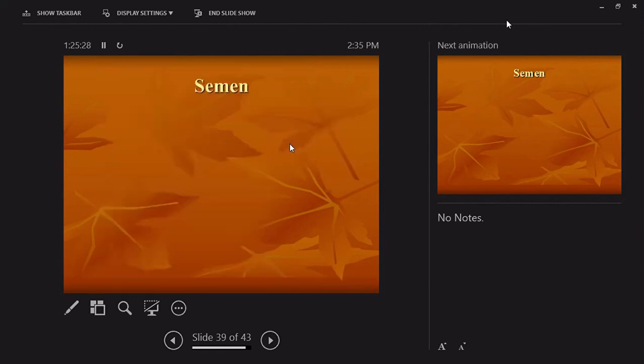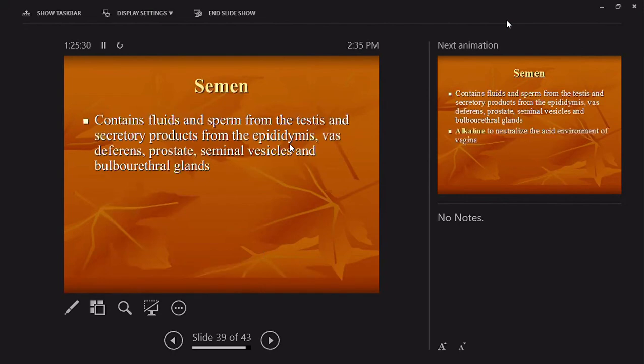Semen contains fluids and sperm from the testes and secretory products from the epididymis, vas deferens, prostate, seminal vesicles, and bulbourethral glands. Okay, from the epididymis, then the pathway, the vas deferens, and the prostate, seminal vesicles, and bulbourethral glands. Again, 70% of your semen comes from your what? Seminal vesicles.